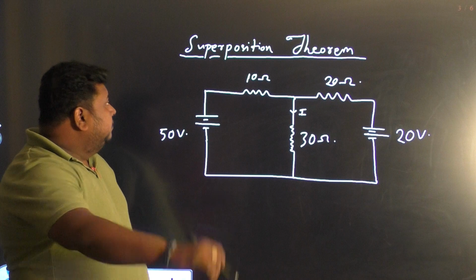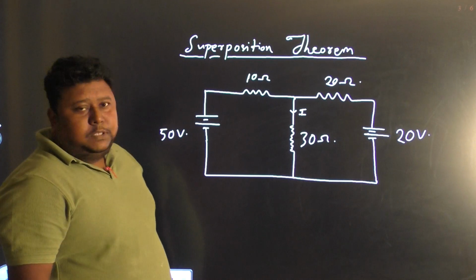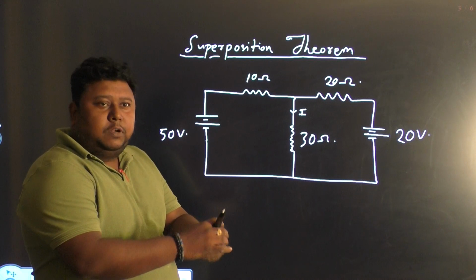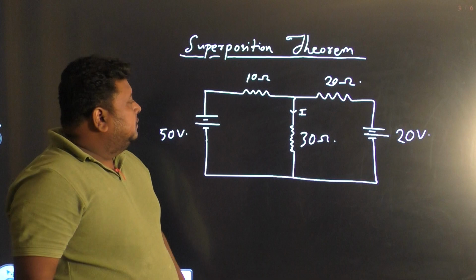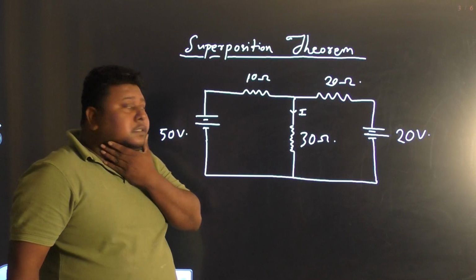Hello and welcome. So today the topic of discussion is superposition theorem. A lot of theorems are there in DC networks to find out the branch currents. So one among them is superposition theorem. Let's discuss.